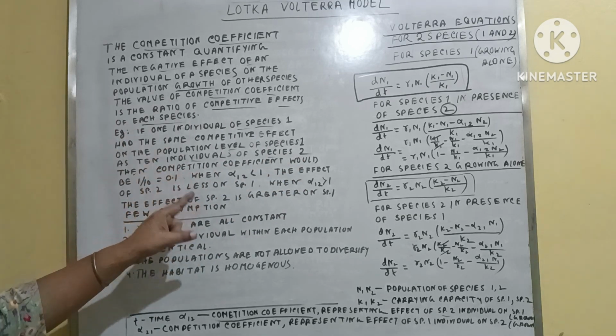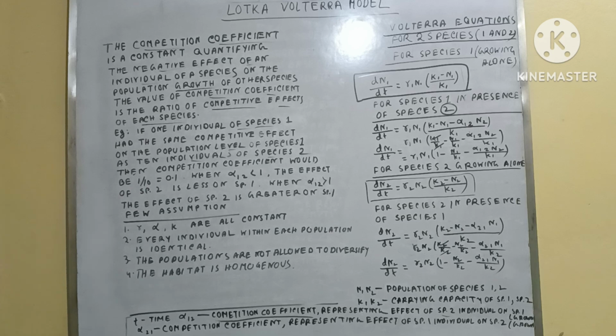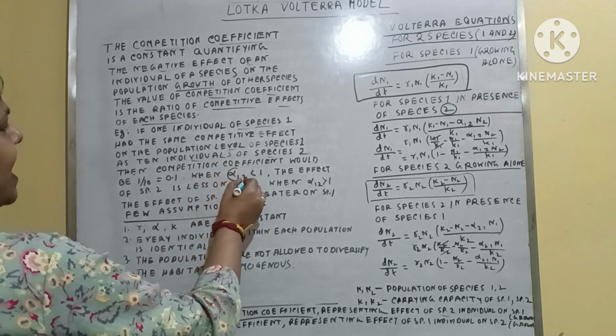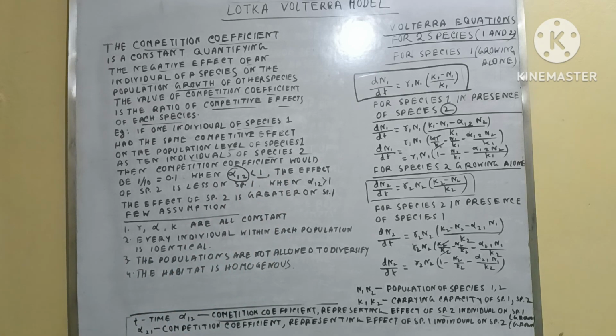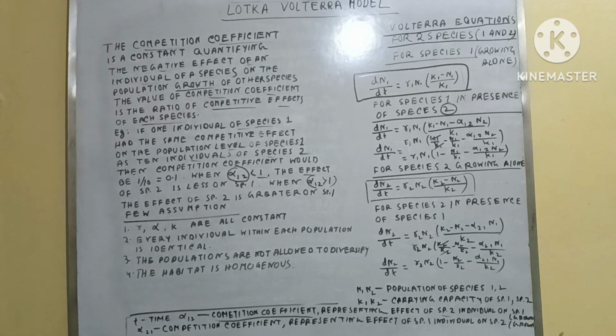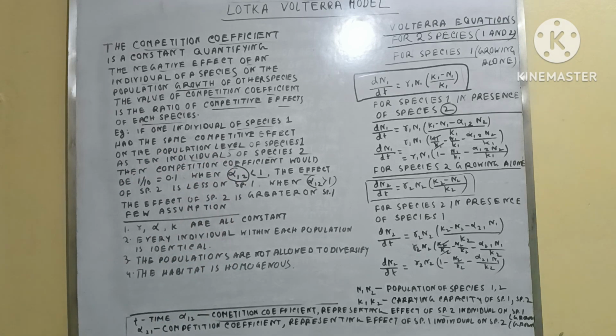In that situation, what will be the competition coefficient? This is the ratio, that means 1/10. How are these affected? 10 individuals of species 2 are present, that's why the species 1 individual is affected. So the ratio will be 1/10, equal to 0.1. So if the value of this coefficient is lesser than 1, the effect of species 2 is less on species 1. Clear? But if this value is greater than 1, the effect of species 2 is greater on species 1. Clear? So this is actually a prediction.